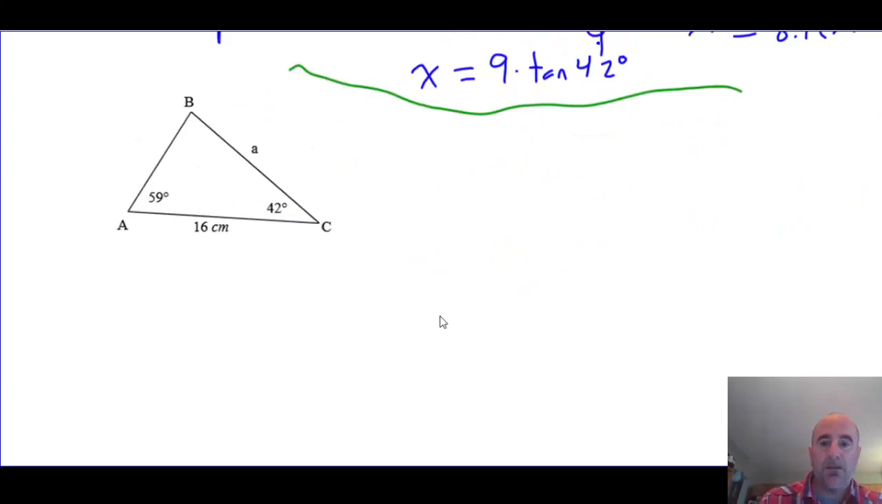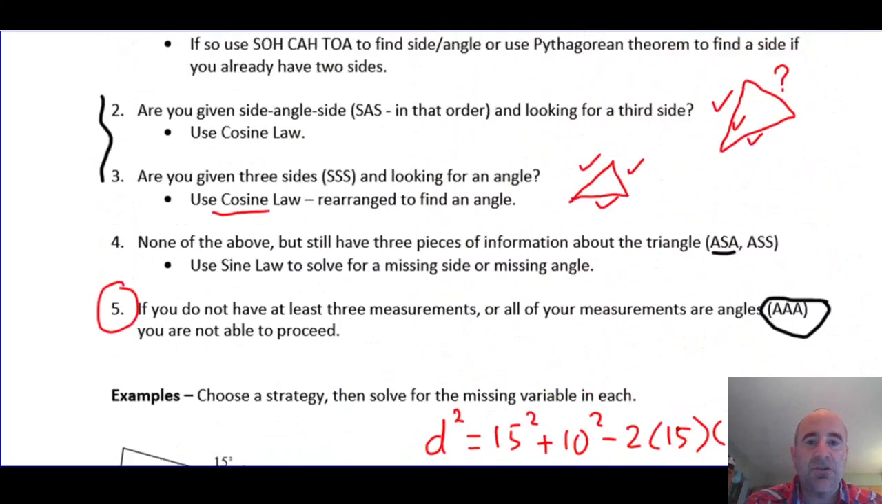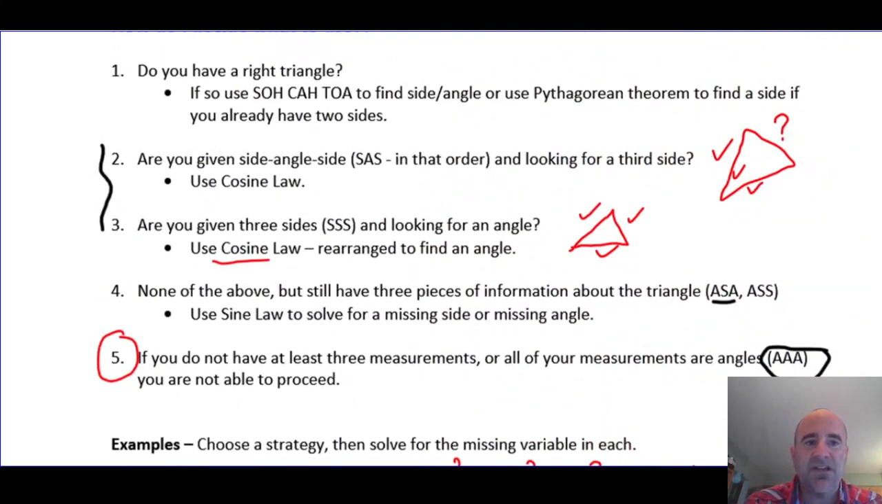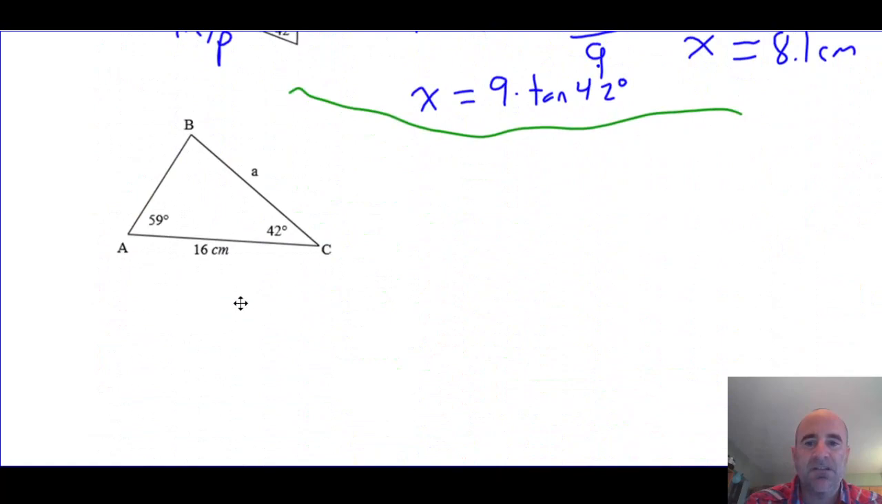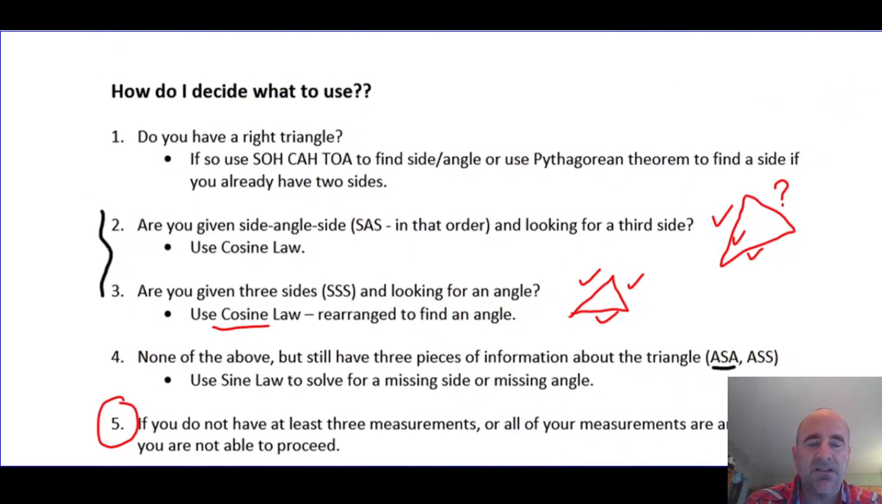Okay, the next one. In the next one, I clearly do not have a right angle triangle. So I move on to the next part of the checklist here, which is, do I have side, angle, side? Looking for a third side. Side, no, this is like angle, side, angle. It's not side, side, side. This must be a sine law question.